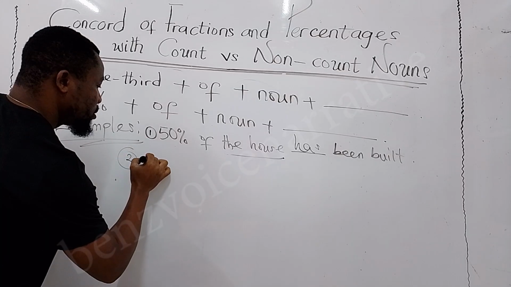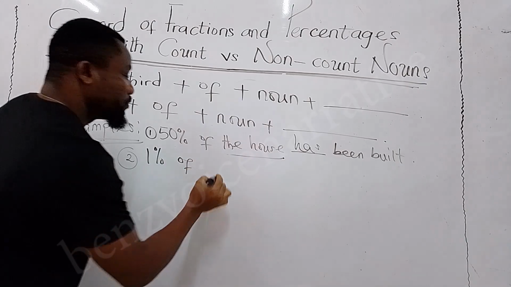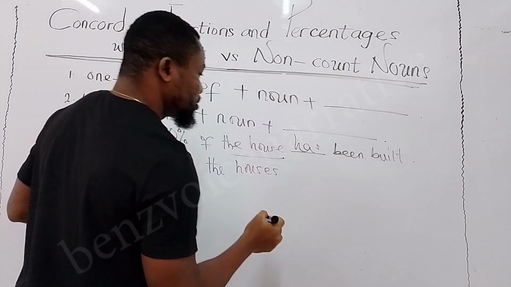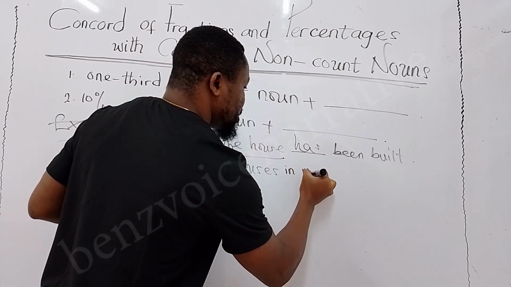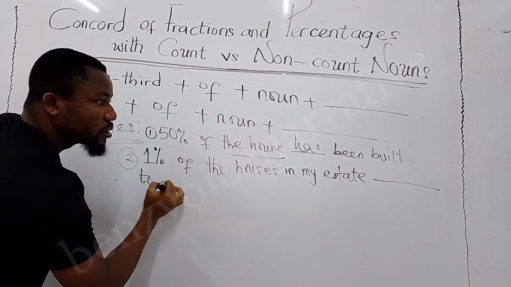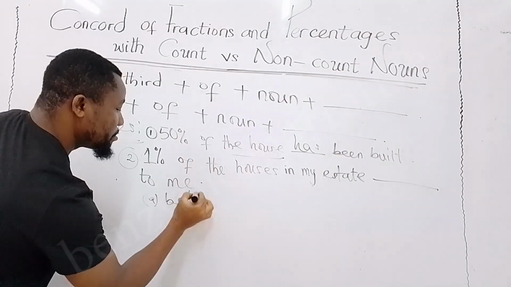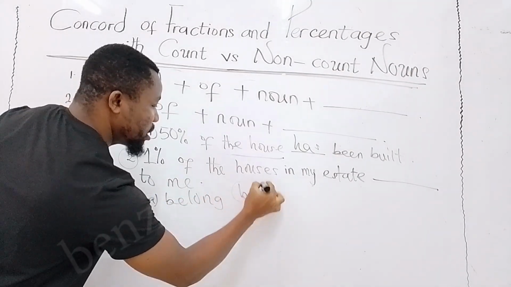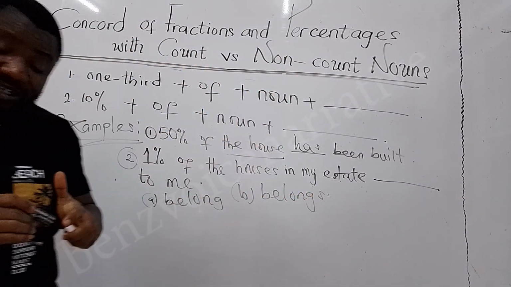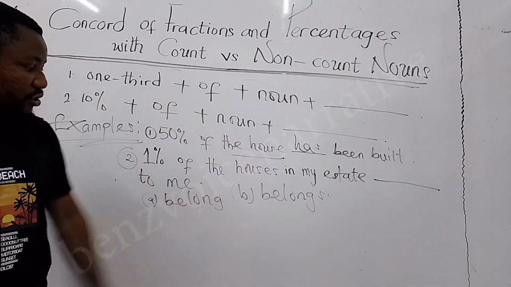Let's say 1%, just 1% of the houses in my estate dash to me. Option A, we have belong. Option B, we have belongs. 1%, remember, just 1%. 1% of the houses in my estate dash to me.